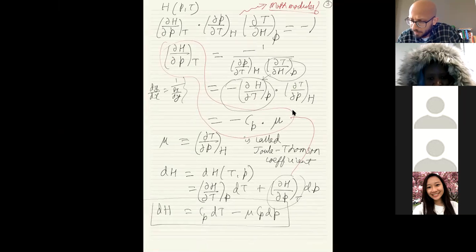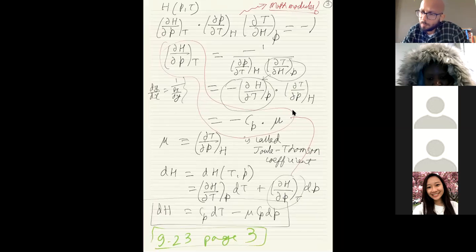This page is, which class is this? This is 923, page 3 in my notes. You should spend some time going through, because here for the first time we used a complicated relation from partial derivatives, which are easy to forget, and they might just show up in any of your exam problems, and you will be stuck if you don't realize what is to be used here.